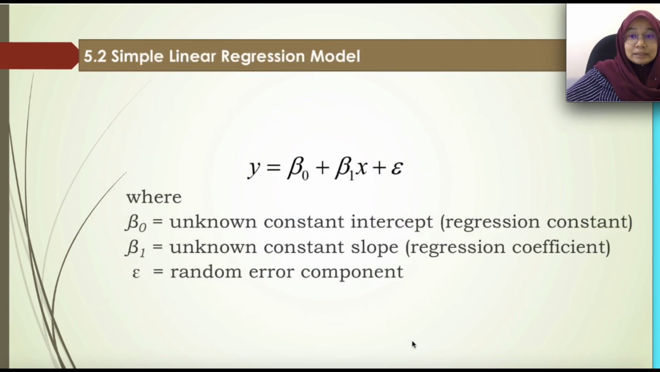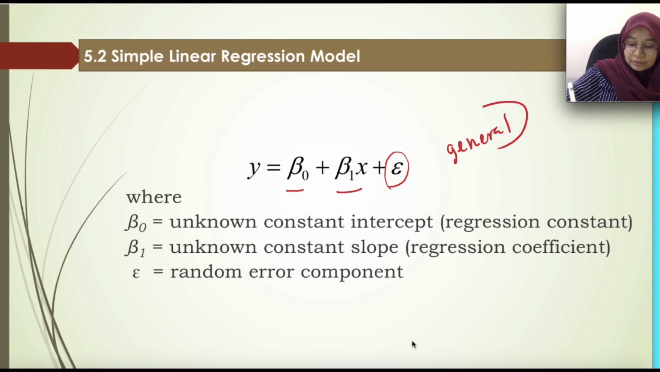Simple linear regression model. This is an equation. The model is the equation. So y equals beta naught plus beta 1 x plus epsilon. Here is the general equation where your beta naught is the intercept and beta 1 is the slope.